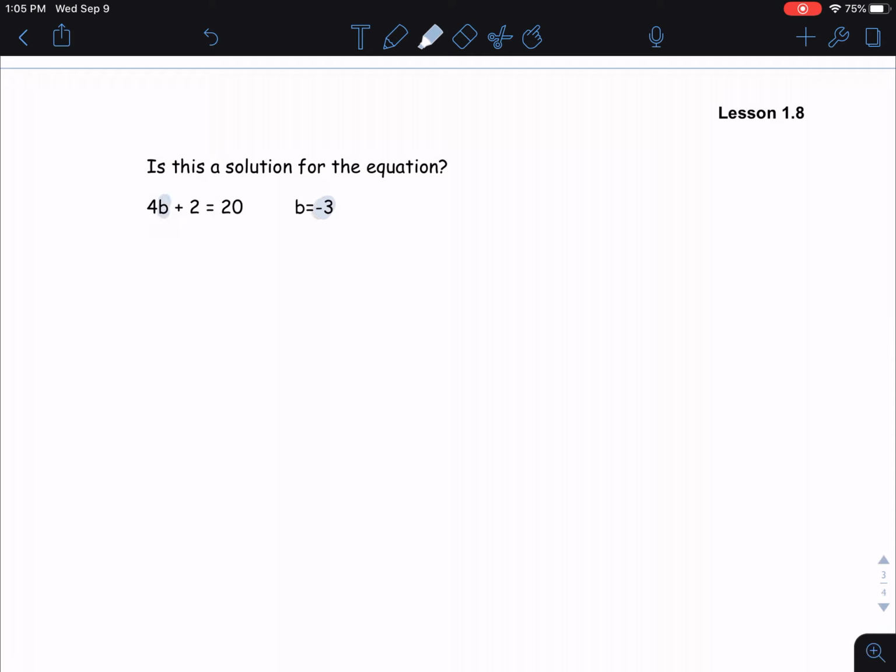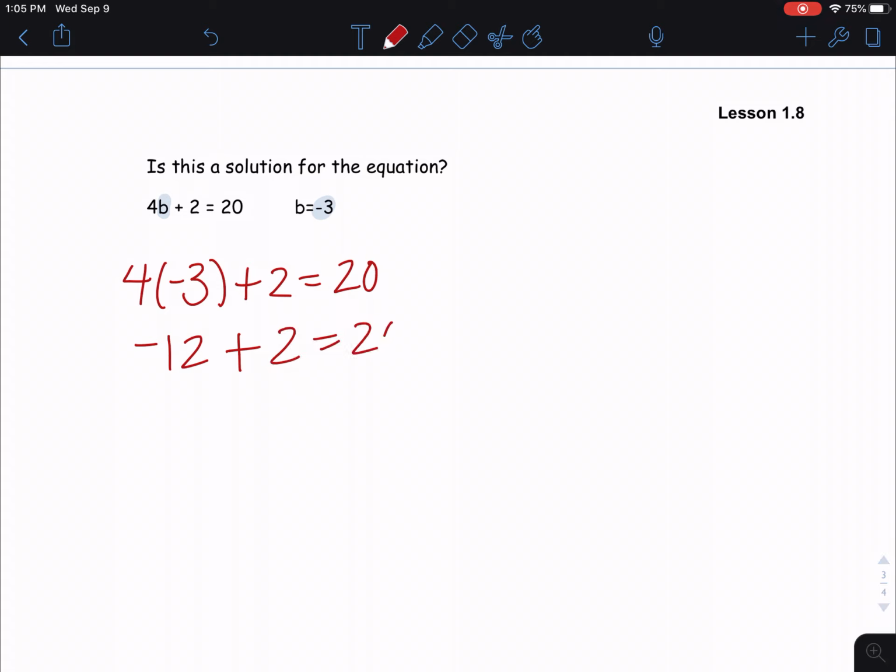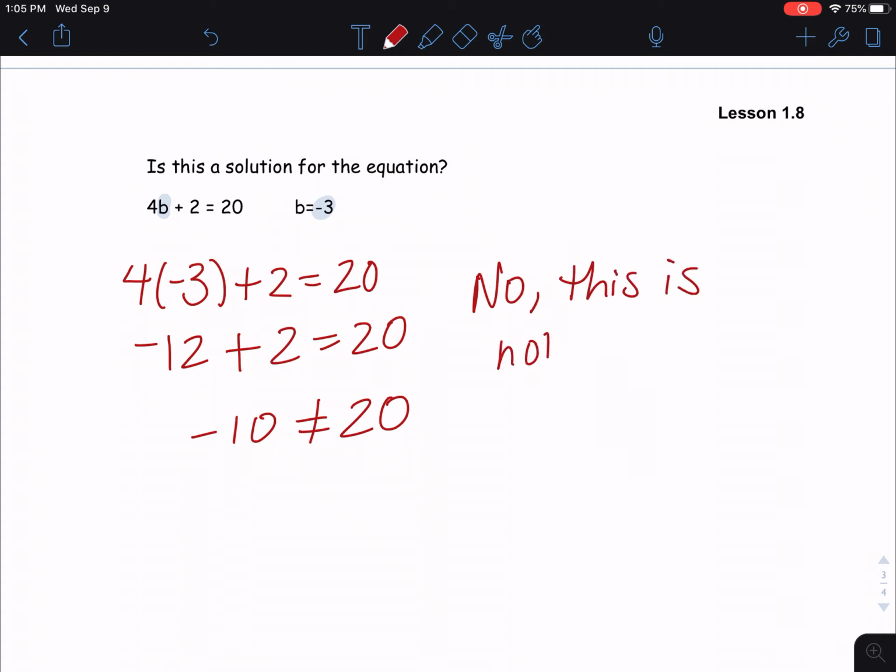In this last example, we're going to determine if negative 3 is a solution to this equation. So we're going to multiply it by 4 and then add 2 to it. Once again, following PEMDAS, in order of operations, I need to do the multiplication before I do the addition. Negative 12 plus 2 is negative 10. That is not a true statement. This is a false equation, so no, this is not a solution. It is not a solution to this equation because it created a false equation. The value on the left is not equal to the value on the right.